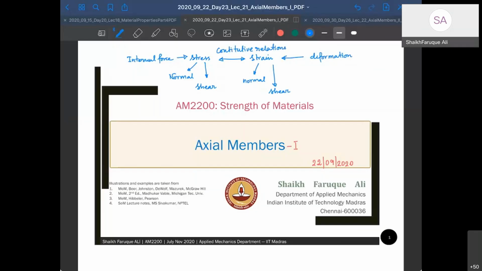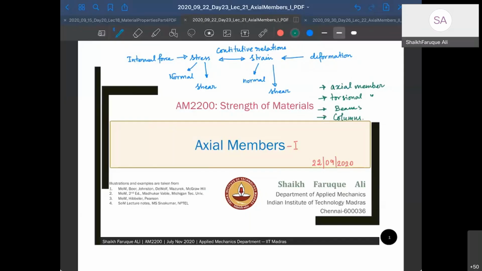Now, today's class onward, we will apply all this theoretical understanding that we have to various kinds of members. So the first member that we will apply is an axial member. Then we will go to torsional members, and then beams in bending, right? These three are the main parts of this course, and these three will comprise everything. Apart from that, there is something called columns, which we'll also learn a little bit, not in total detail, but that is also part of the course.